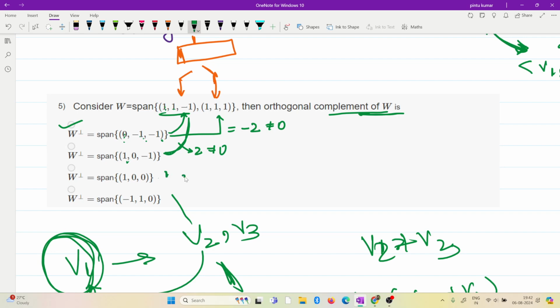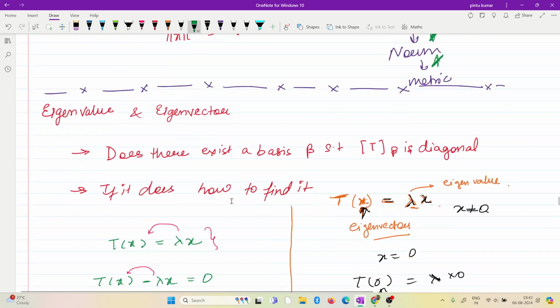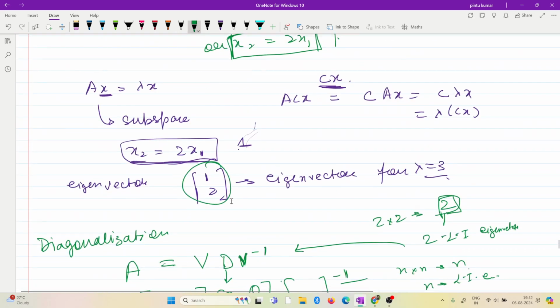The third one will obtain 1, 1 with both. Again, it is not orthogonal. The last one obtains 0, and with the other vector also it obtains 0. So the fourth option is the correct option. So this is how you can find orthogonal complements. Okay, so I'll move ahead.